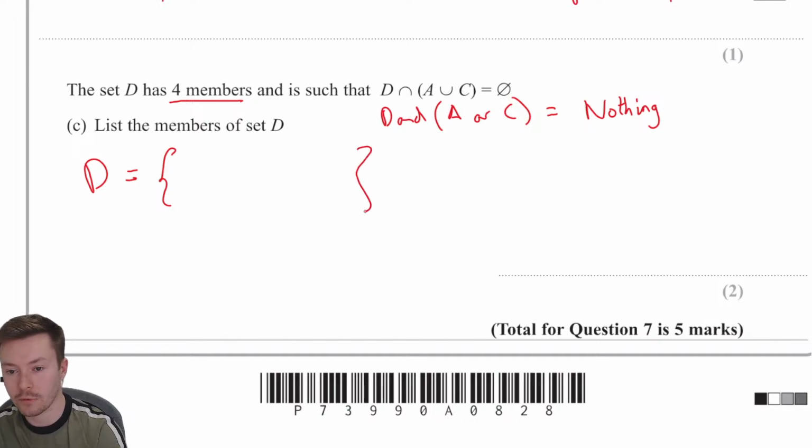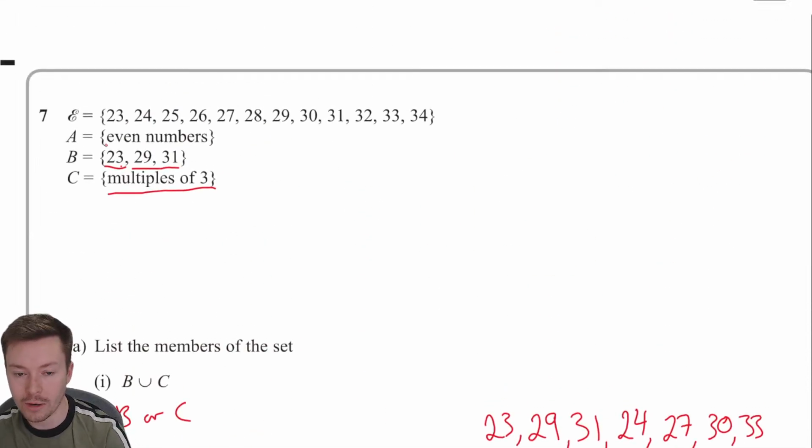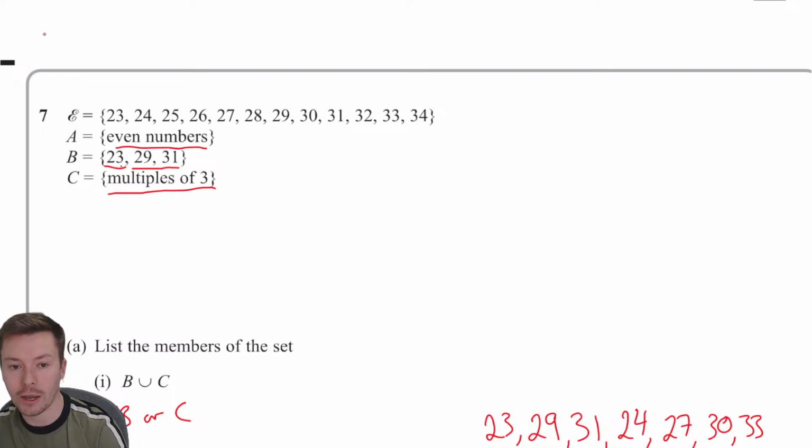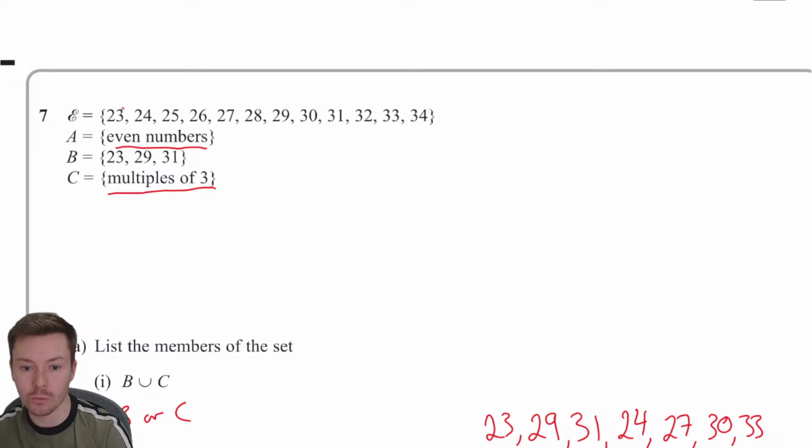So let's have a look at our sets again. It can't have anything in common with A or C, so it can't have any even numbers in it, and it can't have any multiples of 3. What I'm going to do is go through my list now and cross out any even numbers first of all: 24, 26, 28, 30, 32, 34. I'm then going to cross out any multiples of 3: 24, 27, 30, 33.